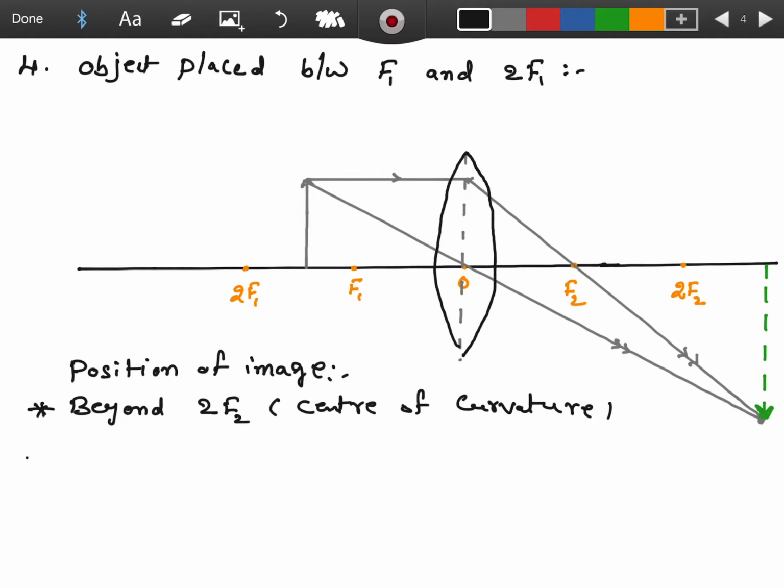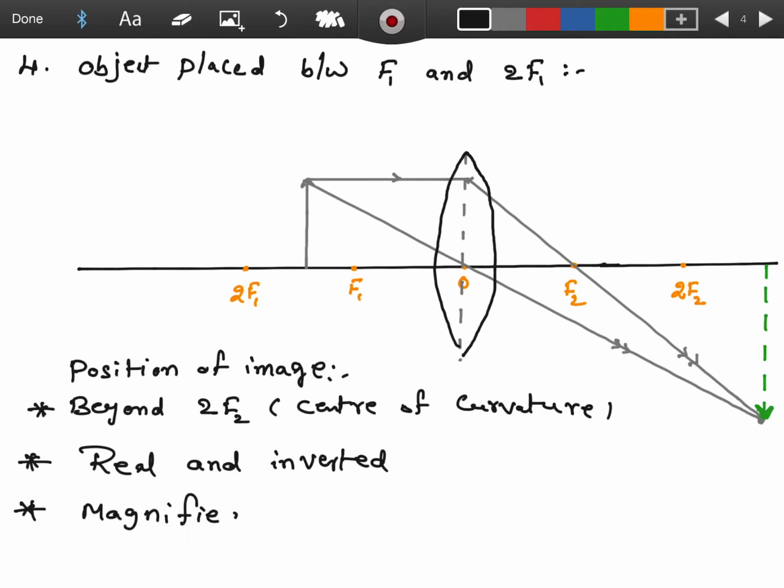Next, nature: it's real and inverted. Coming to the size, see the size, it is magnified. Image is magnified. This is the nature of the image, and position. Hope it is clear. Now moving to the next position.